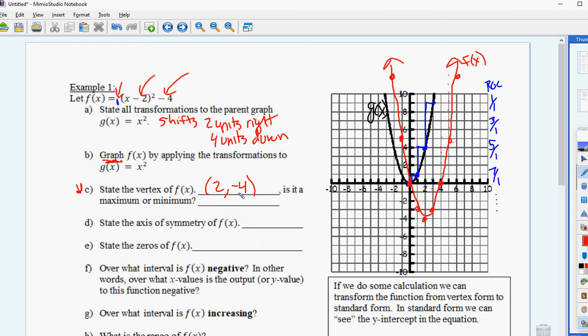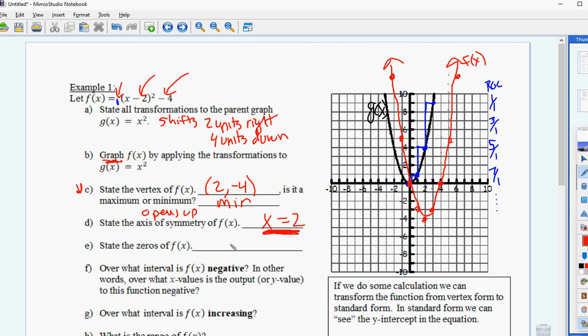The vertex happens to be a minimum. You can see on the graph that it is the lowest point, and also since it's opening upward, of course it has to be a minimum. The parabola opens upward. The axis of symmetry goes right through that vertex. It's where x equals 2. Please remember the axis of symmetry is an equation of a vertical line. It has to say x equals 2. You can't just write 2.